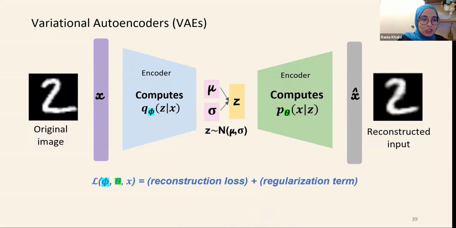So the loss function now depends on the input data, and also on both sets of weights, phi and theta. Okay, and if we look more closely at this loss, it has two parts. The first part is the reconstruction loss, which is just like the standard autoencoder.